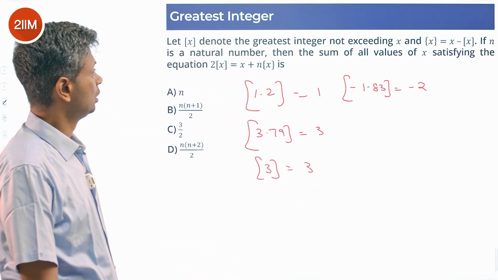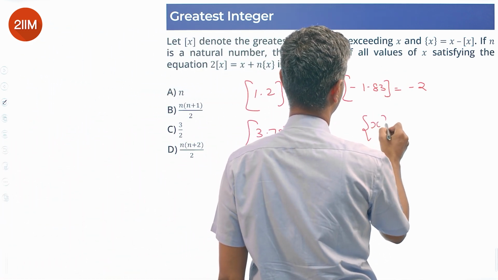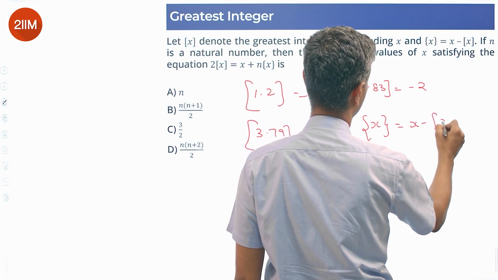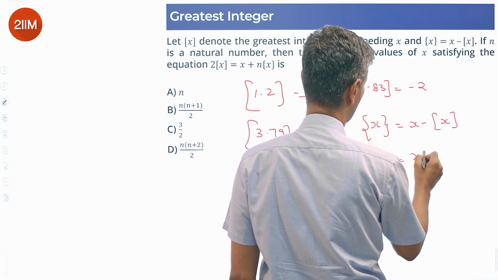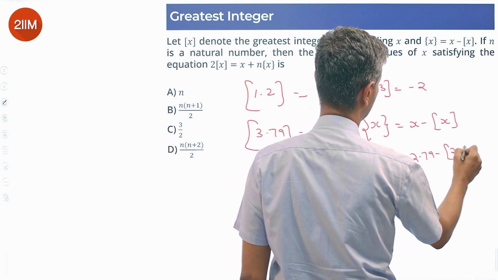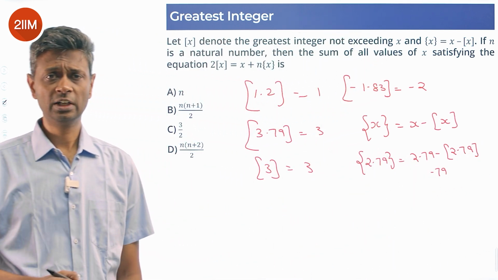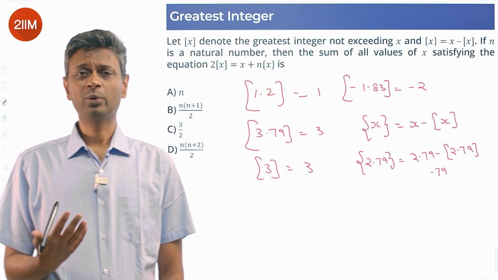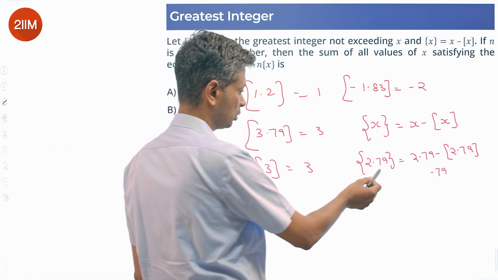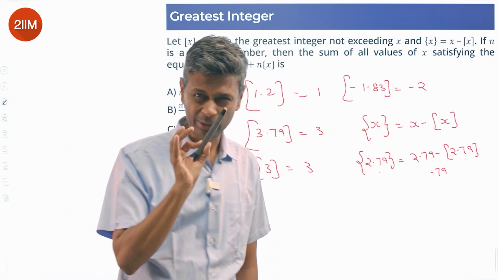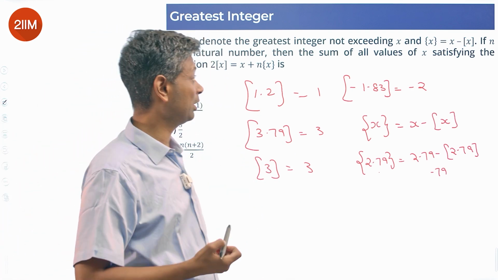Right, lovely. And I'm going to call this curve bracket of x is x minus greatest integer of x. Curve bracket of 2.79 is 2.79 minus greatest integer of 2.79, which is 0.79. Lovely. So, for want of a better word, I'm going to call it the decimal part of x. It works beautifully if you're talking about positive x. For negative x, it will not be the decimal part, it will be the remaining. But hey, I need a phrase, so I'm going to call it the decimal part of x.